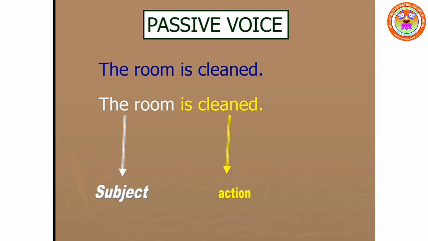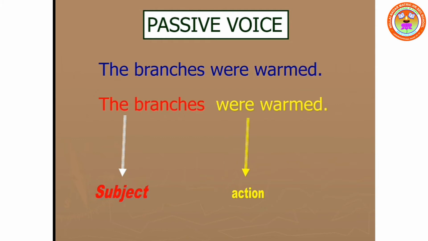Another example: the room is cleaned. Here, the room does not do any action. The action cleaned is done to the subject, the room. So it is in passive voice. Another one: the branches were warmed. Here, the action warmed is done to the subject, the branches. So it is also in passive voice.